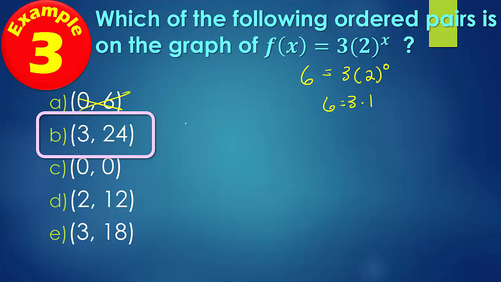What you'll end up with is the next one being true. Because if we plug in 24, let's see if that works. 3 times 2 to the 3rd. 2 to the 3rd is 8. Does 24 equal 3 times 8? Yes. So that one works.